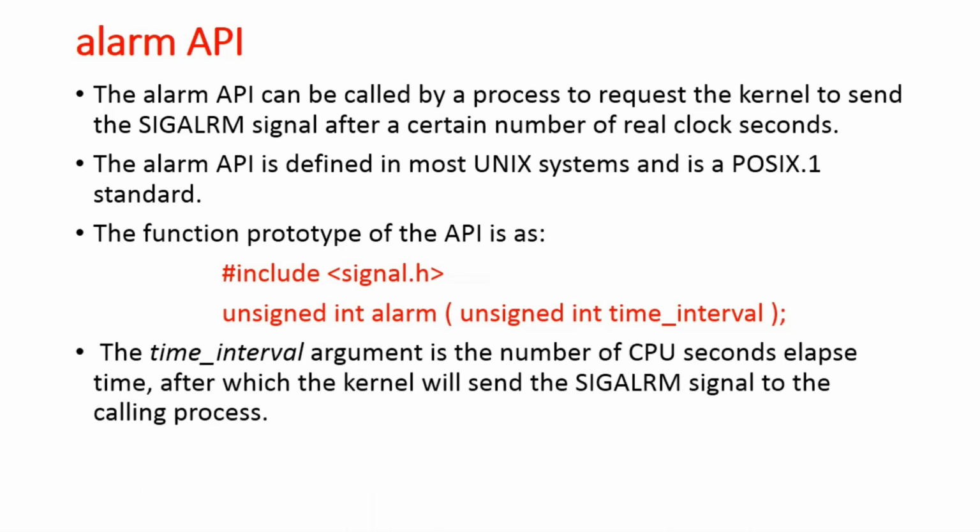The time interval argument is the number of CPU seconds after which the kernel will send the signal SIGALRM to the calling process. So only after the time interval given, the kernel will send the SIGALRM signal to the calling process.